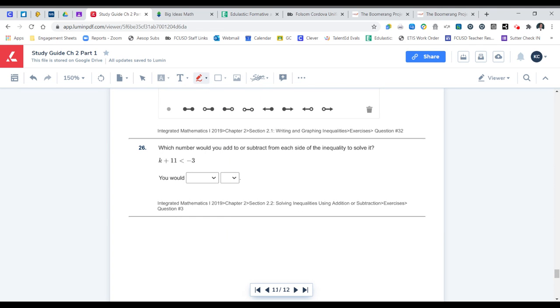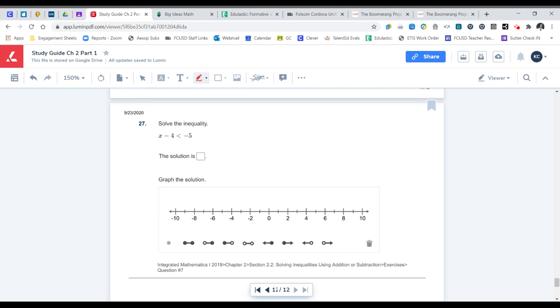Okay. Which number would you add or subtract from each side of the inequality to solve it? Well, I would subtract 11 from both sides to solve because it's a one-step inequality. So I would subtract. Oops. Different program this time, not as easy to use. Subtract 11 here. And our final problem. What would we do? We'd solve it by adding 4 here. And we get x is less than negative 1. The solution is x less than negative 1. And how am I going to graph that? With an open circle at negative 1 and an arrow to the left.